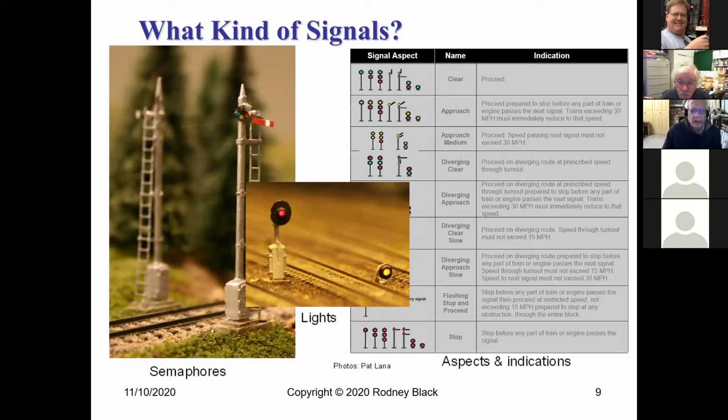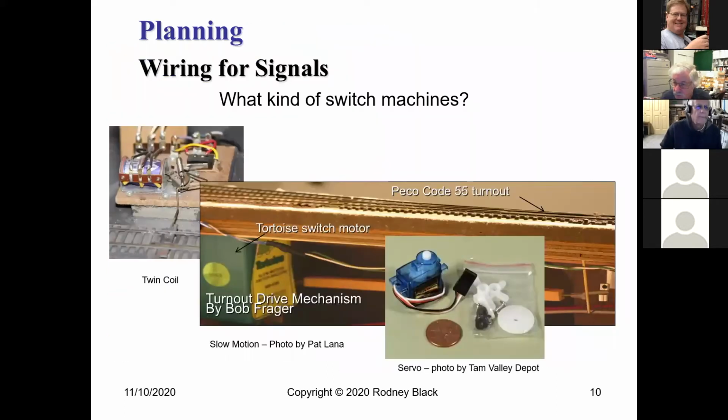I'm not going to go into much in this talk tonight. One of the next ones that we do, we'll go into this in more depth and detail than you want to know. What kind of switch machines are you going to use? You've got a lot of choices here. You've got twin coils. You can use Tortoises, slow motion type switch machines. You can use servos. And we'll look at what these bring to the table shortly.